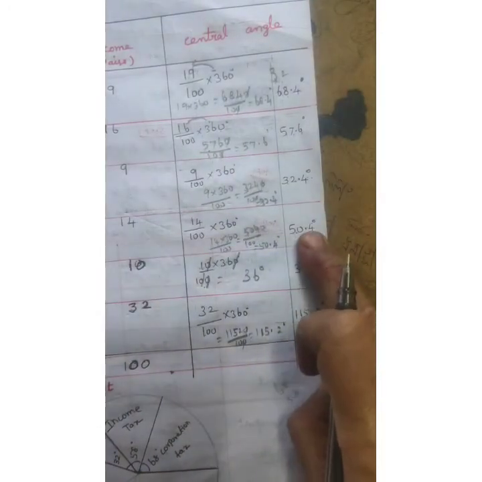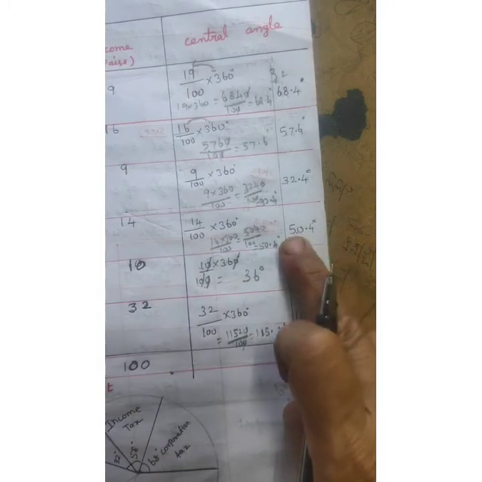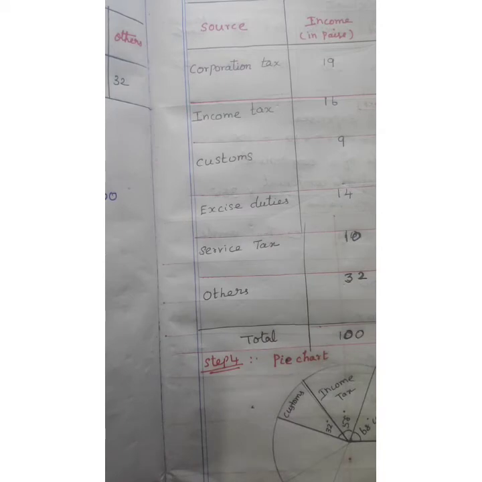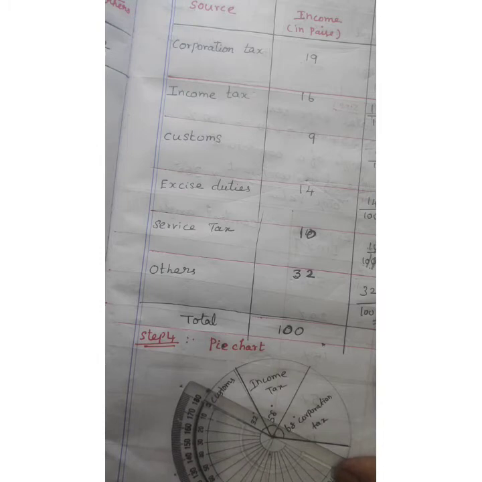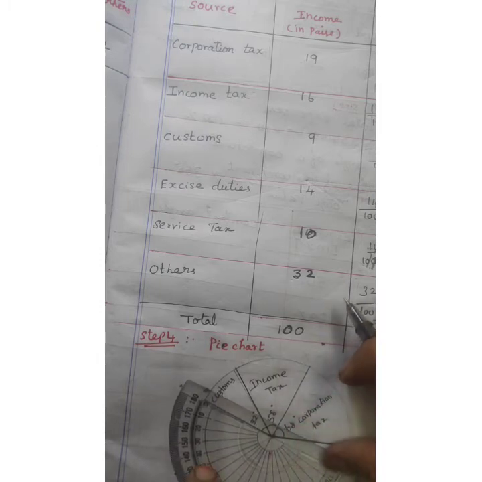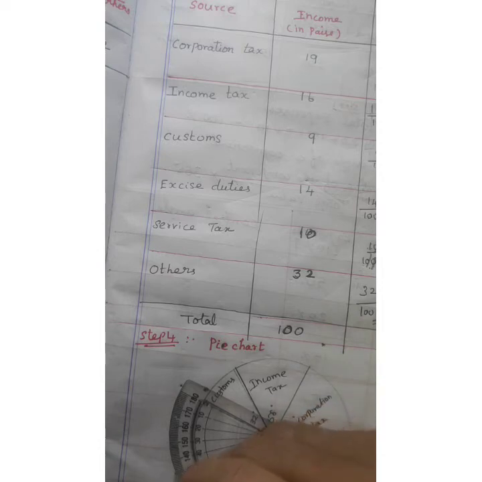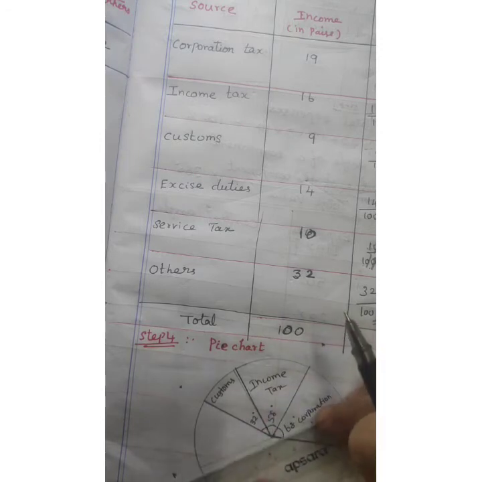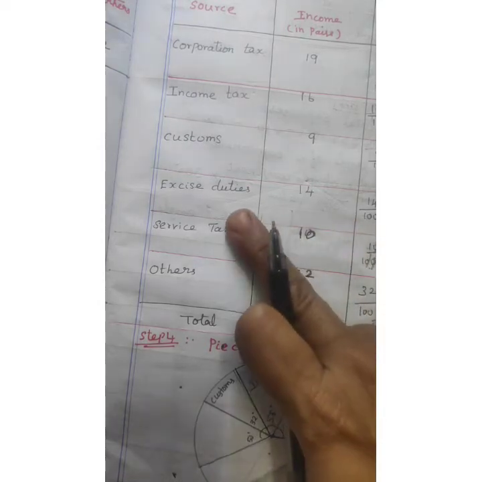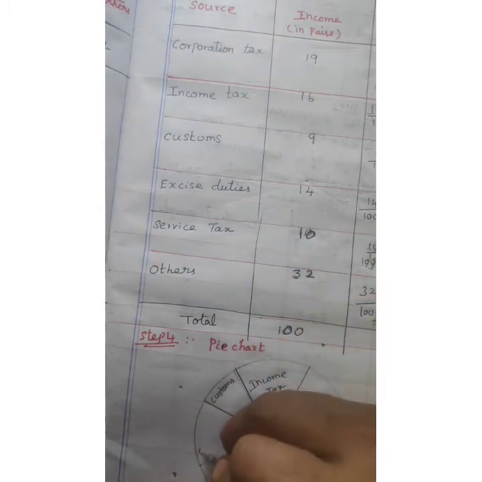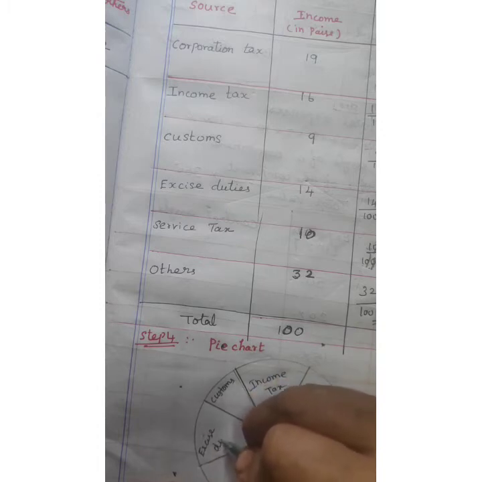50.4. After the point, the number is below 5 only, so you consider 50 only here. 50 degrees. Draw the line. 50 degrees: exercise duties.